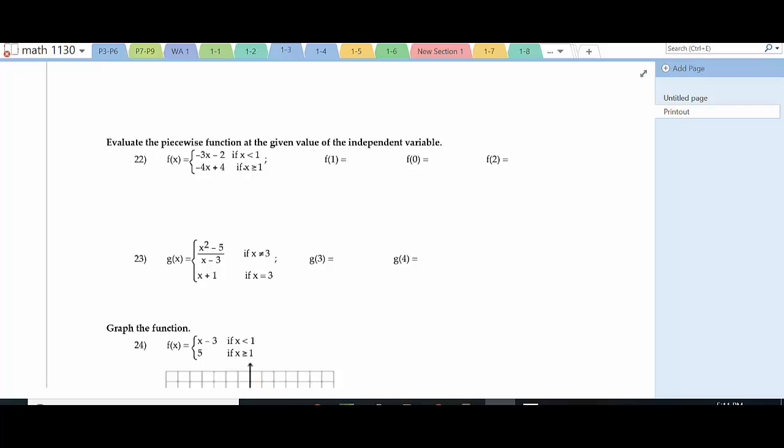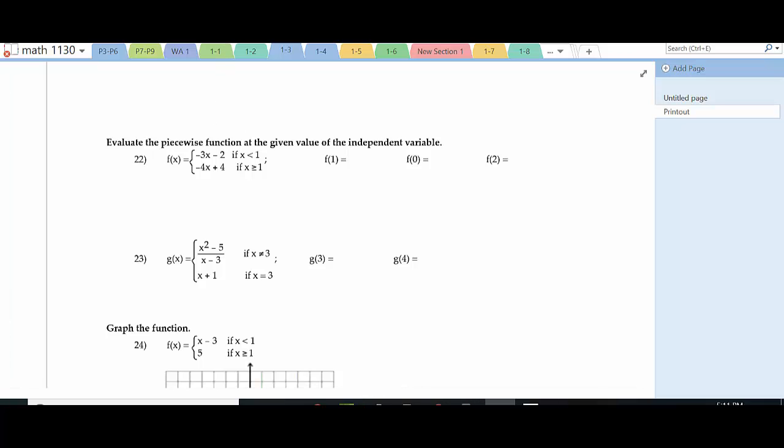Okay? This is f of 0. You're going to plug that into this one. Why? Because 0 is less than 1. So you look at that condition. F of 2, where does that go? The bottom one, like that. So basically, when you look at that inequality, that will tell you which function to plug into.